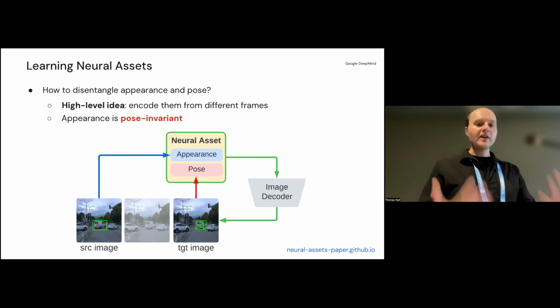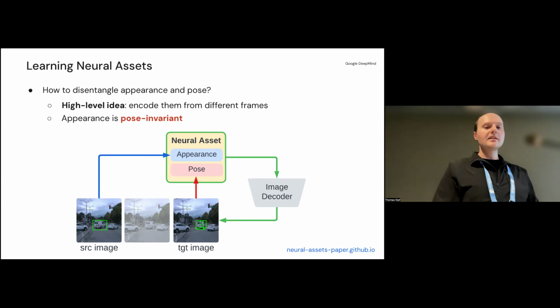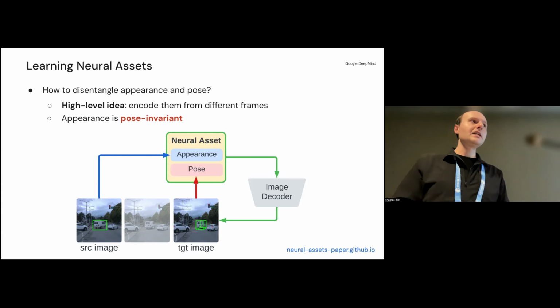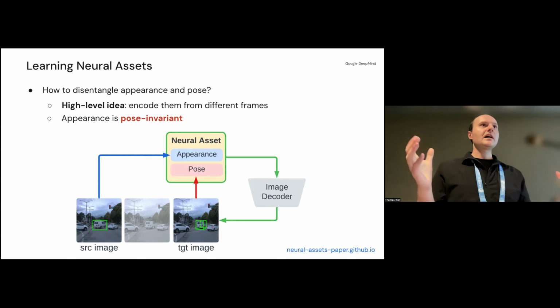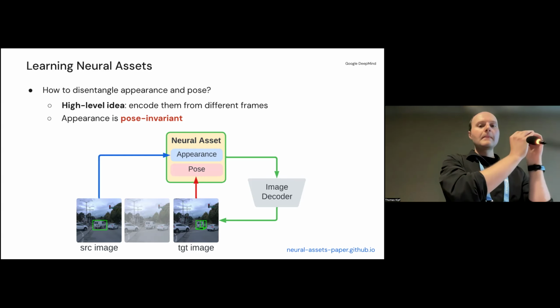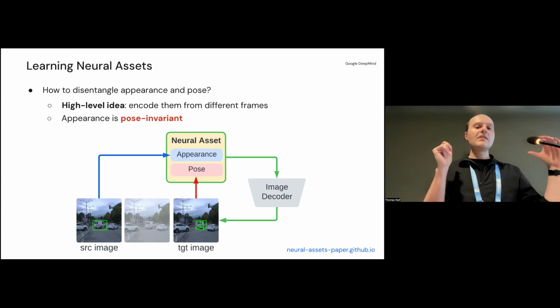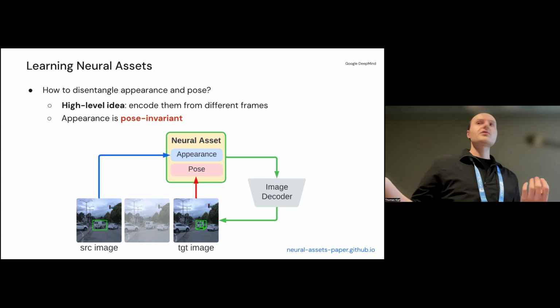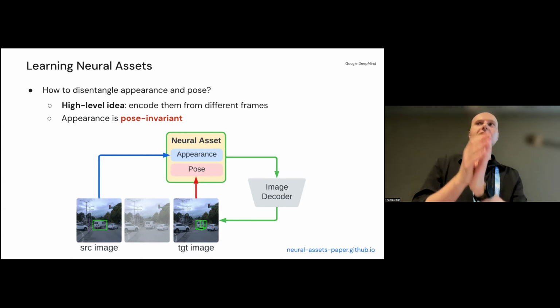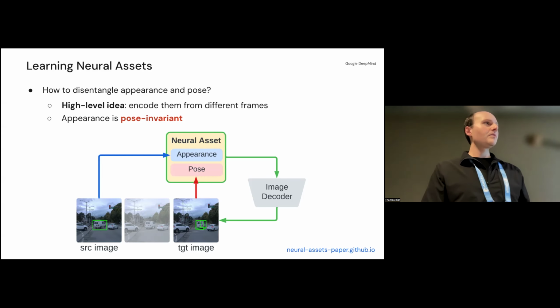As an effect, what you get is that the appearance tends to be pose invariant. So you really have, like in a 3D asset, a representation that is pose invariant and even invariant to things like lighting conditions of a scene. If you place that asset in a different scene, it adapts to that scene. And that is effectively what we typically would want from an asset.